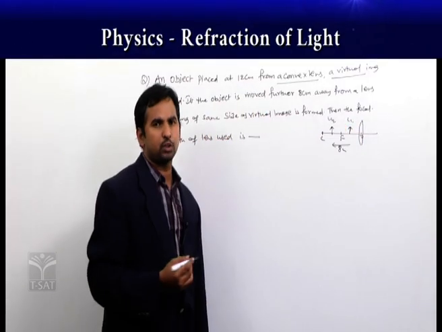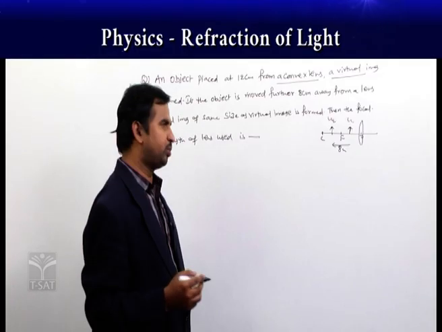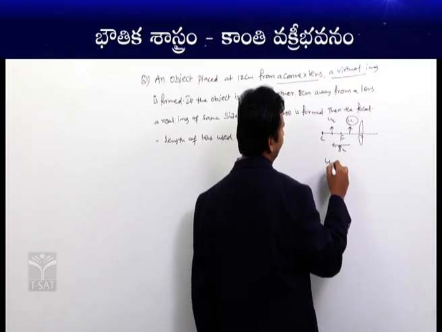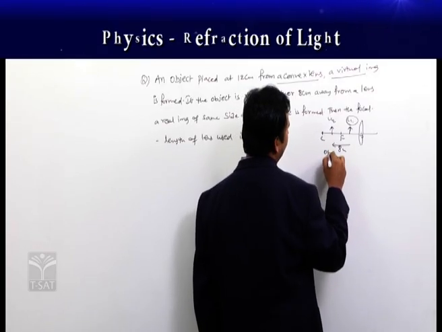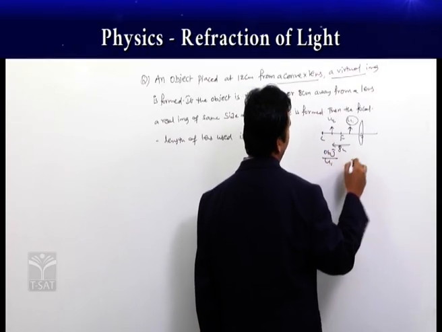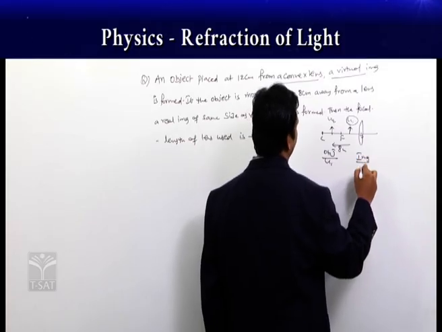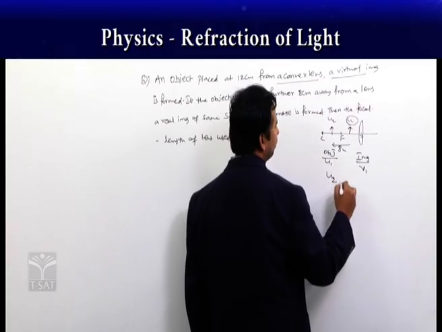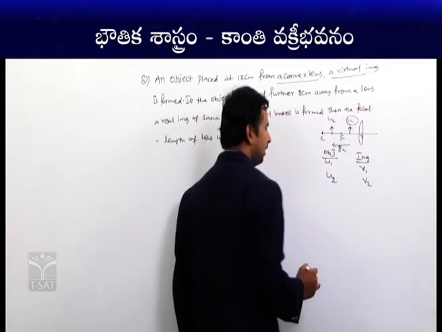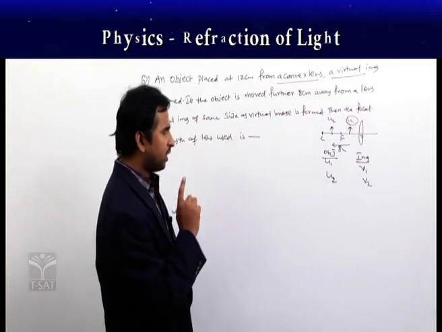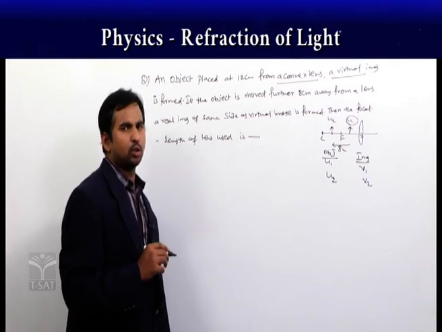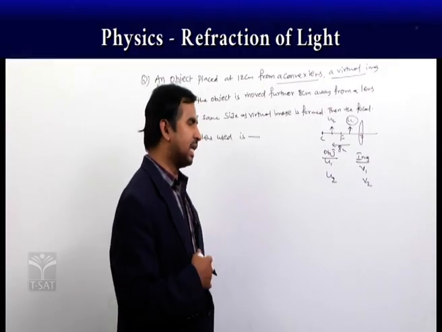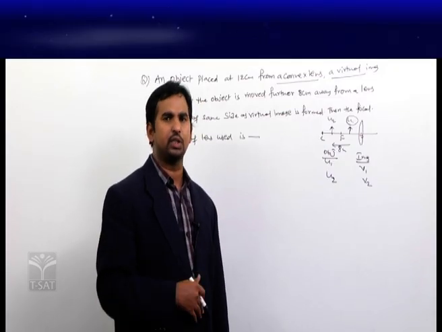For the first position of the object and the second position of the object, let us suppose the object distance is U1, and the image distance corresponding to that is V1. Then in the second case, U2, and the image position becomes V2. But in the case of U1, as the object is near to the lens here, the image formed is an erect image, which means it is on the same side.